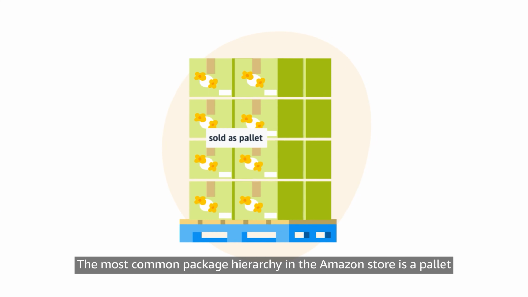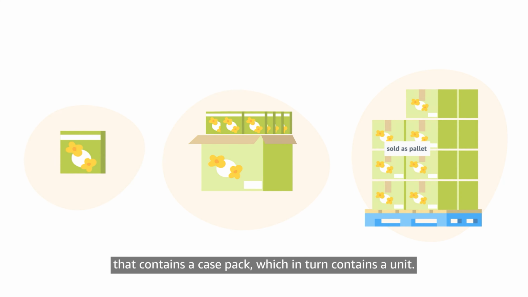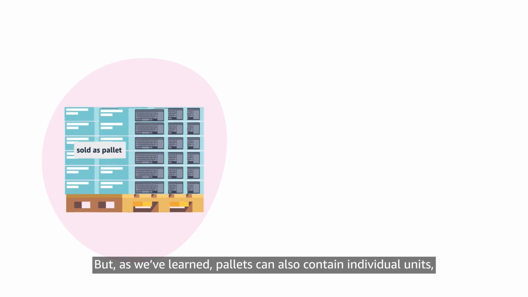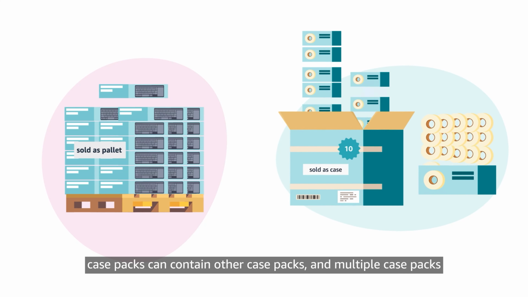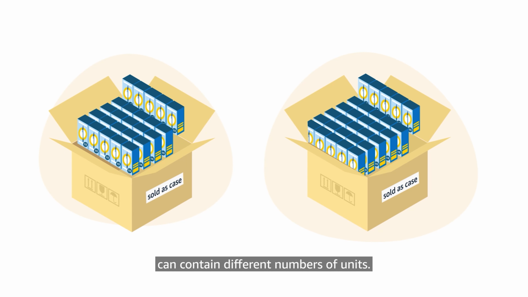The most common package hierarchy in the Amazon store is a pallet that contains a case pack, which in turn contains a unit. But as we've learned, pallets can also contain individual units. Case packs can contain other case packs, and multiple case packs can contain different numbers of units.